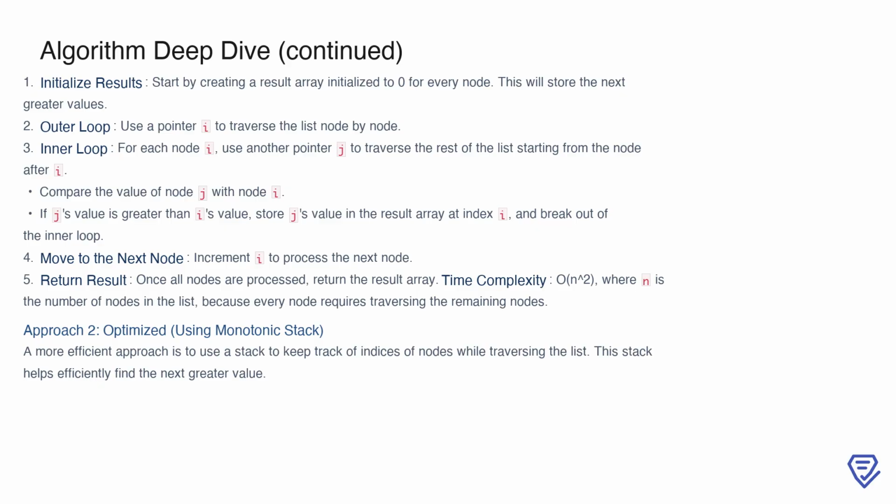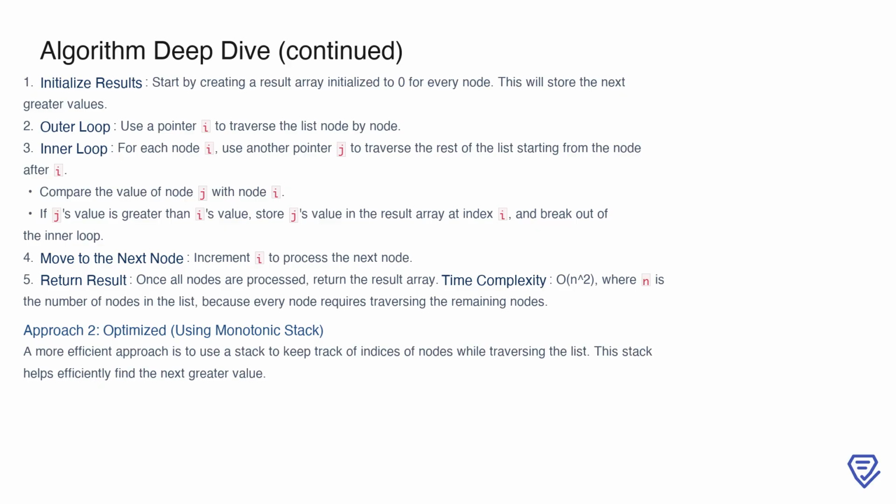If a greater value is found, we store it in the result array and break out of the inner loop to move on to the next node. After processing all nodes, the result array is returned. However, this method has a time complexity of n squared, because, for each node, we may traverse the remaining nodes in the list, making it highly inefficient for long lists.